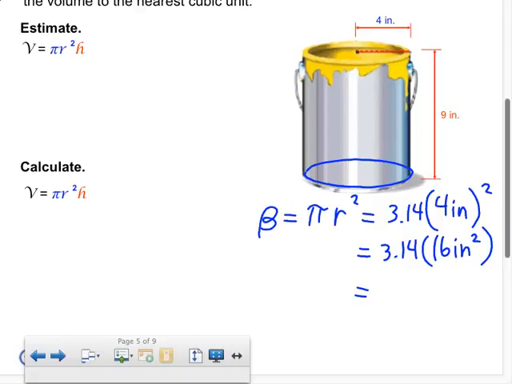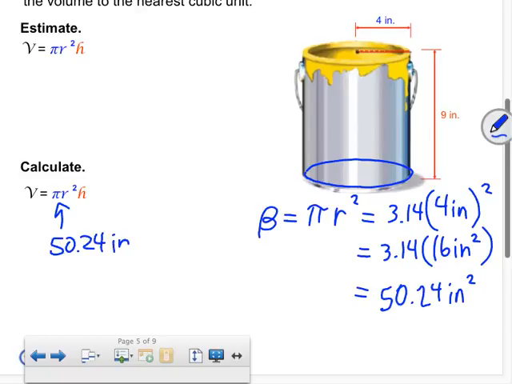We're almost done. Makeda, what'd you get? 50.24. Did you guys get the same thing? Okay. So now we're going to replace this in for our formula for volume. So this is just B. Okay? And we just calculated that. So we got 50.24 inches squared.